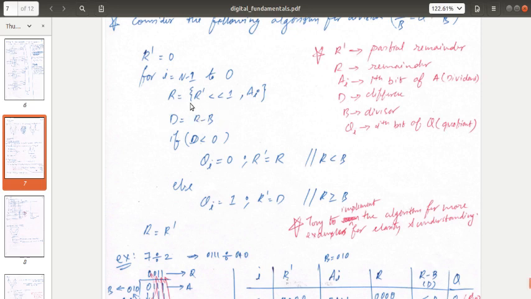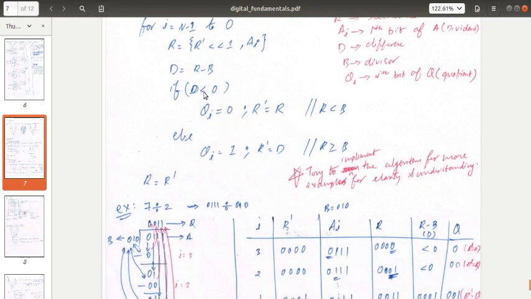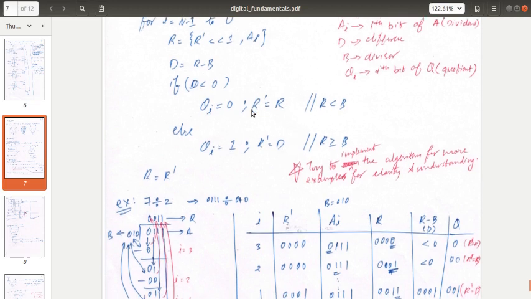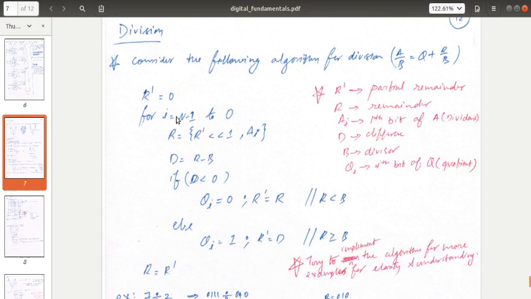Okay, then we find the difference between R and B. B is the divisor, and we do a comparison whether D is less than 0, that is whether R is less than B. For one case, if R is less than B, then the quotient will be 0. If R is greater than B, then the quotient will be 1, and there will be slight changes in the remainder also, and we will proceed. Okay, this is done for n times.